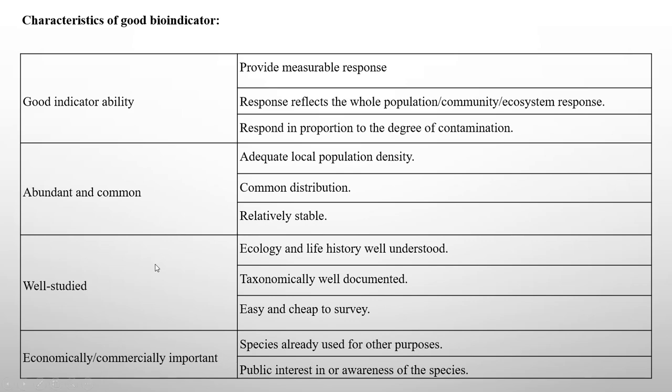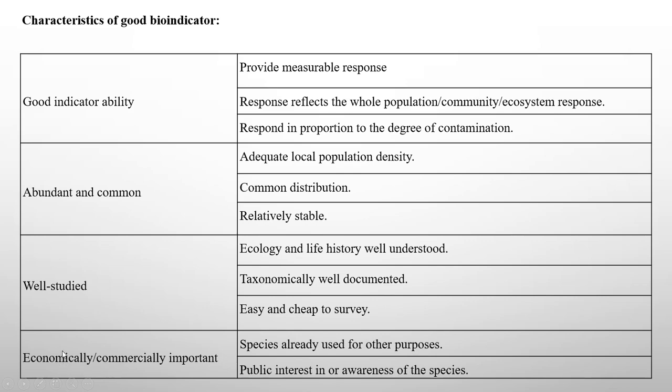Third characteristic is that it is well studied. The organism, to be a good bioindicator, should have its ecology and life history well understood. Taxonomically, it should be well documented, and the information should be readily available to the other scientific community. And thirdly, they should be easy and cheap to survey.